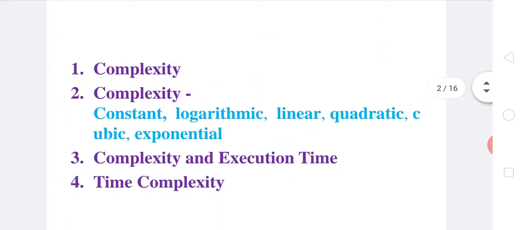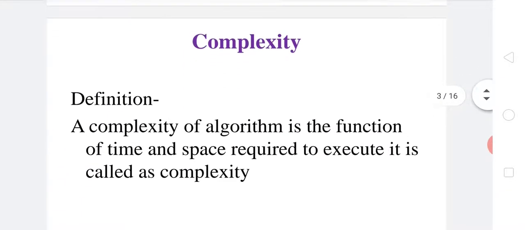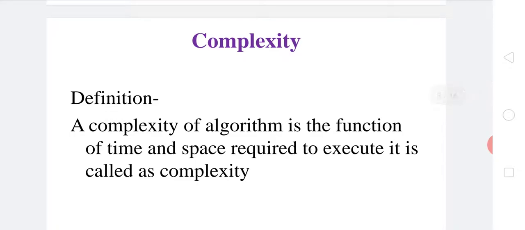Before starting, let us see which points we will discuss here. The first point is the complexity of algorithm. The second point is complexity in terms of constant, logarithmic, linear, quadratic, cubic and exponential. The third point is complexity and execution time. And the last point is time complexity. Now we will see complexity.